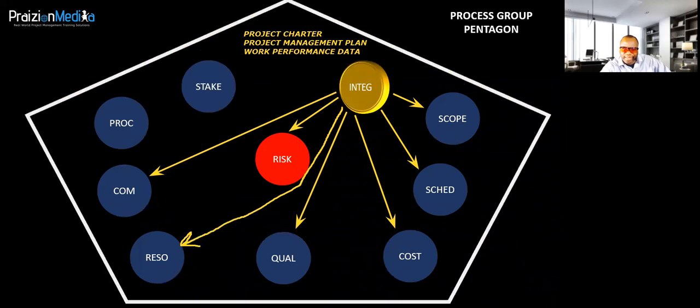What about procurement and stakeholder? Same thing. Integration gives the project charter to plan procurement management, the project management plan to all of its processes, and work performance data to control procurement. Same thing for stakeholder. Project charter goes in to identify stakeholders. Project charter is used to identify the stakeholders because it has a key stakeholder list. And work performance data also goes as an input. And that's the relationship from integration to those.